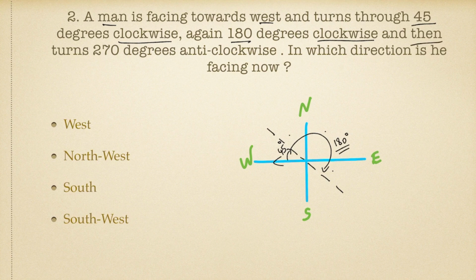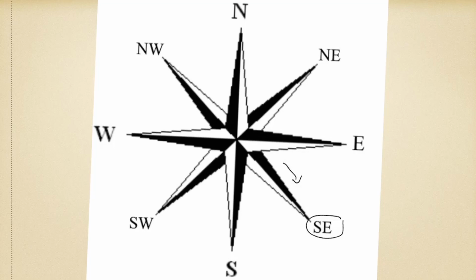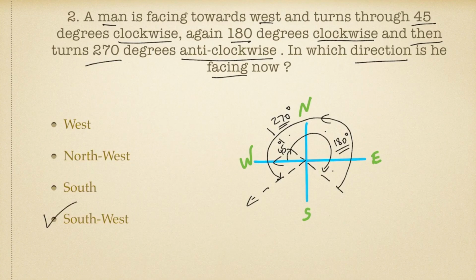And after that, he has turned 270 degrees anti-clockwise. Anti-clockwise direction is in this way, and this angle is 270 degrees. Now what he's asking, in which direction is he facing now? After turning 270 degrees, he's facing this direction. From the direction map, let's find out in which direction is he facing now. Here is the map. The man is facing in this direction after turning 270 degrees anti-clockwise. So it is southwest. Therefore, the answer is southwest.